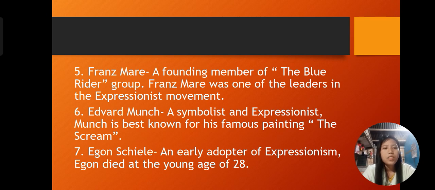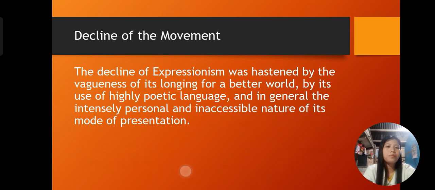Next is Egon Schiele, an early adopter of Expressionism. He died at the young age of 21. He is an Austrian painter and celebrated member of Expressionism, an art movement that flourished at the beginning of the 20th century. In art manuals, he is one of the innovators of figure painting who refrained from using much color.